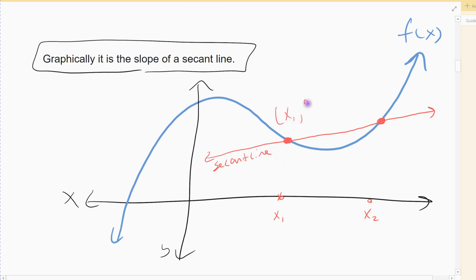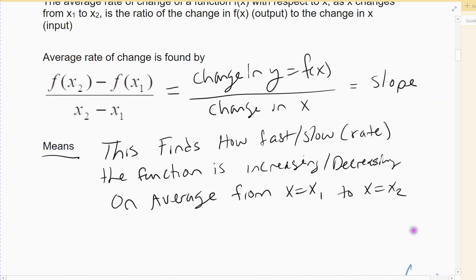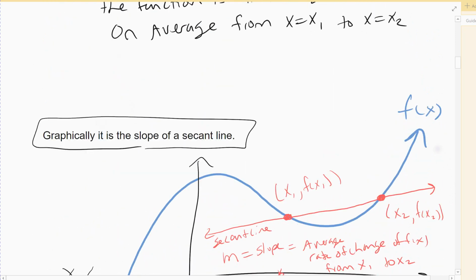So this would be the point x1, f of x1. This would be the point x2, f of x2. And then the slope of that line equals the average rate of change of f of x from x1 to x2. So I can look at it and I can see just based on my graph that it's a very small slope, but it's positive. So it should be moving in a positive direction. The slope would be: I'd find my y values, take their difference, divided by my x values, take their difference.